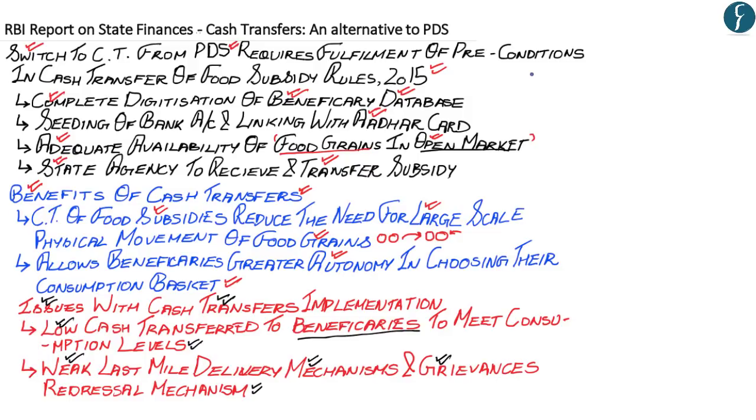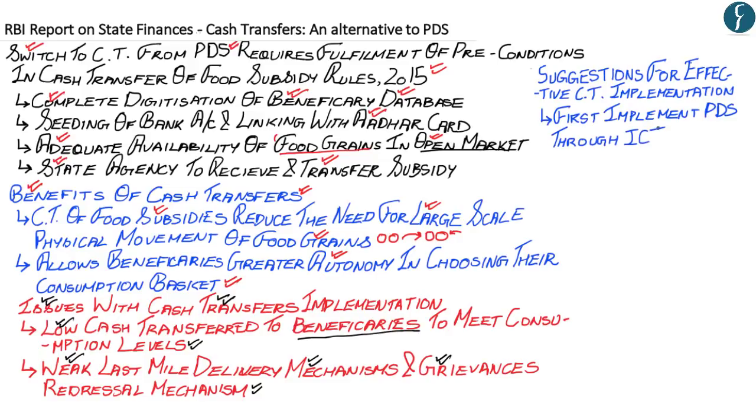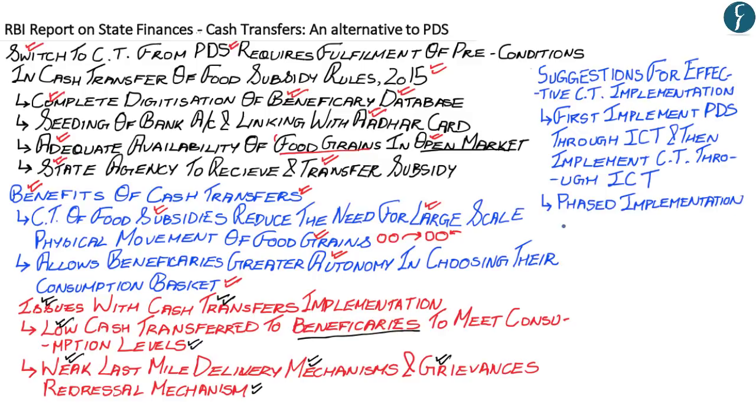Now let us understand the various suggestions as given in the RBI report in effective implementation of the cash transfer scheme. The first suggestion given in the report is that states should first implement the public distribution system through the IT network, and after they have successfully implemented PDS through ICT, they should implement cash transfers through the IT network. The second suggestion given in the report is that states should follow a phased implementation of cash transfer, wherein first a few districts of that state should have implementation of cash transfer, and once they have become effective, then they should move on to more districts.